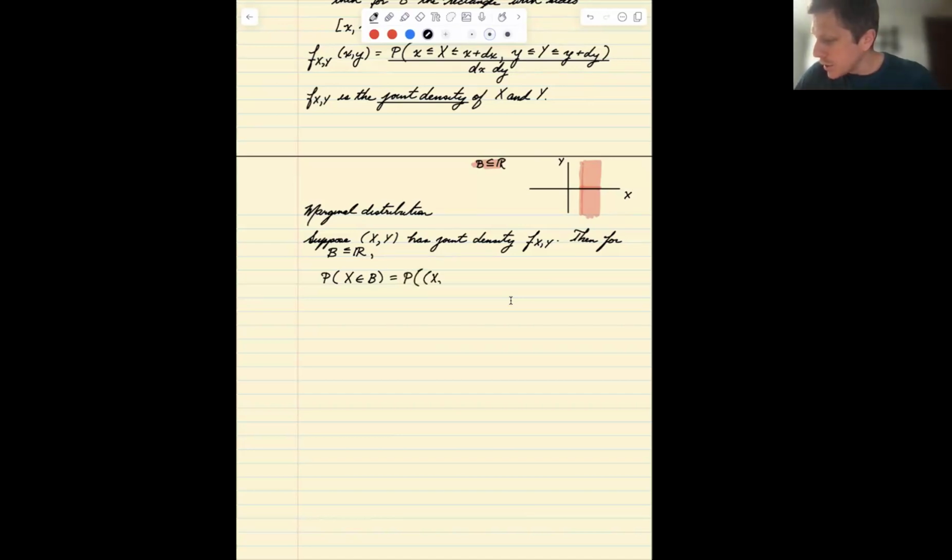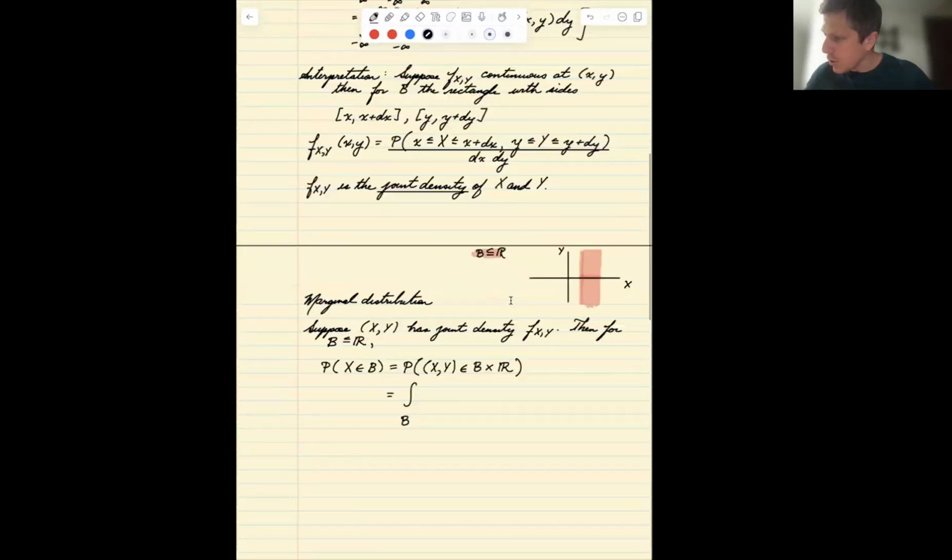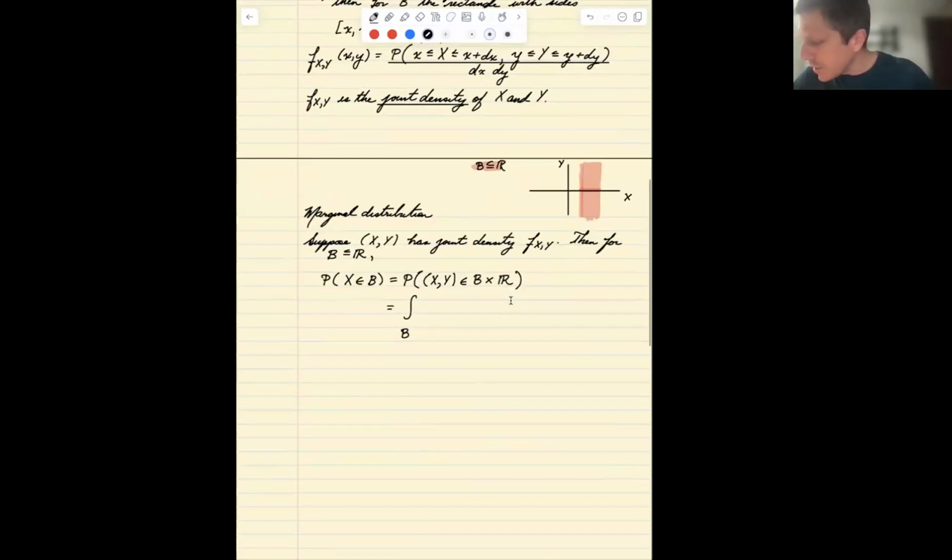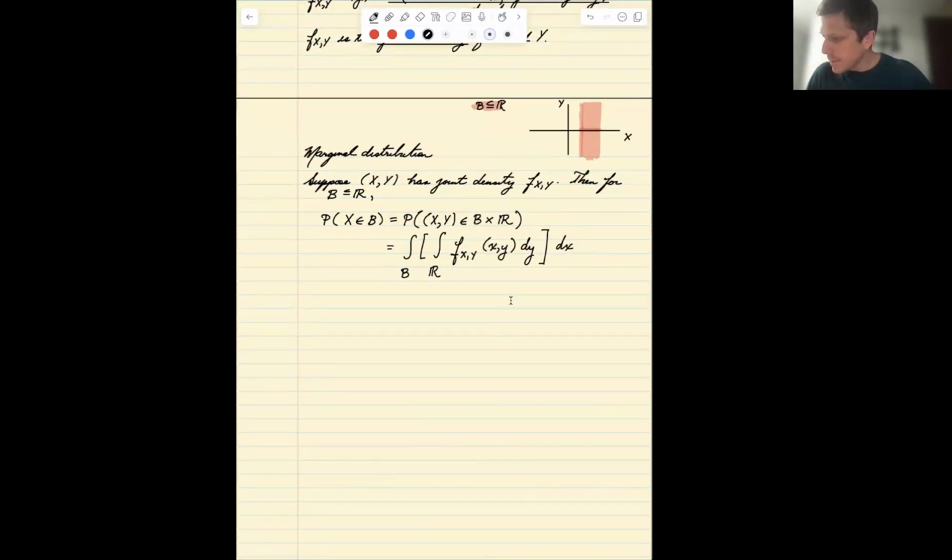So in terms of the joint distribution, this is the probability that the pair XY is in the product B cross R. And so now we can write this as the integral over B. So going back up to here, integral over B, we're integrating with respect to X on the outside, Y on the inside, over R of f dy dx. Okay. This here is typically written then as f_X of x because it integrates y out. This is called the marginal density.